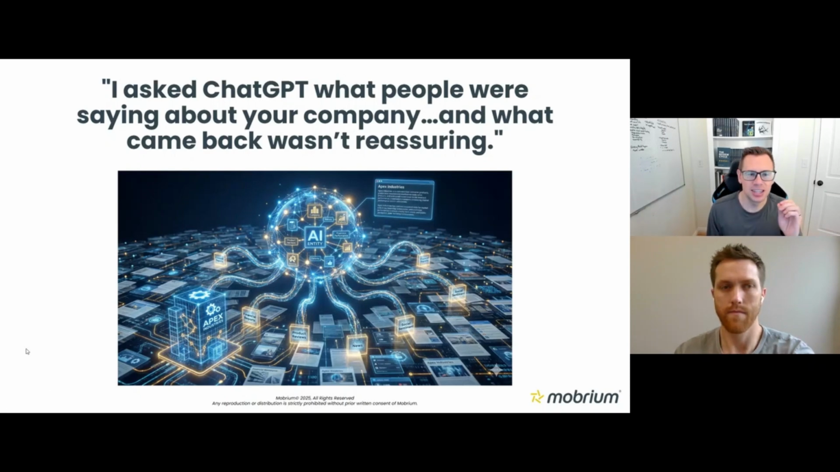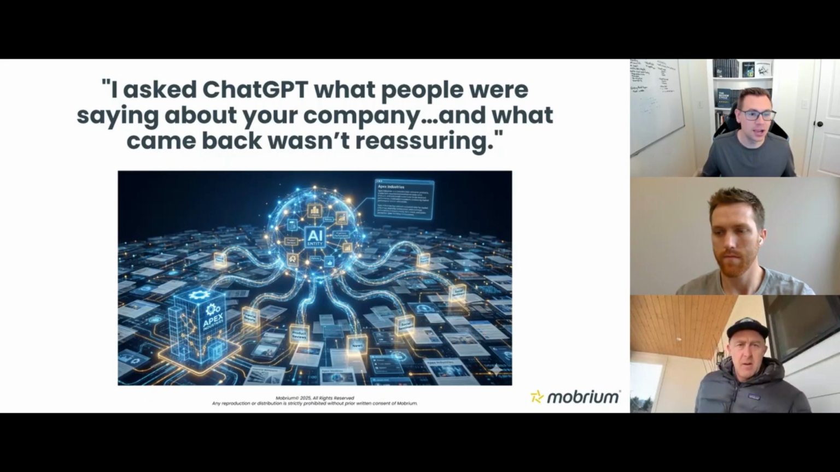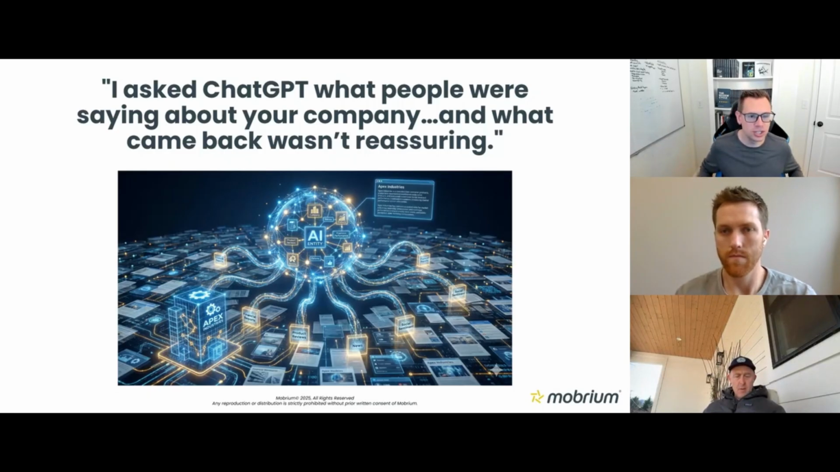Essentially, let's pretend that you're a recruiter. You've got this awesome candidate that you're really excited to extend an offer to. Everyone on the team loves this person. And then all of a sudden you get this email saying they're not interested anymore. And you ask for feedback. Why are you not interested? I thought this was the perfect fit. You told us how excited you were about the mission and vision and the role. And they tell you this right here. Well, I asked ChatGPT what people were saying about your company, and what came back was not reassuring.